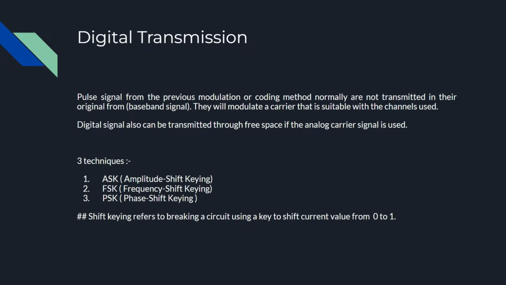Digital signals also can be transmitted through free space if an analog carrier signal is used. There are 3 techniques: ASK, amplitude shift keying, FSK, frequency shift keying, and PSK, phase shift keying. Note that shift keying refers to breaking a circuit using a key to shift the current value from 0 to 1.